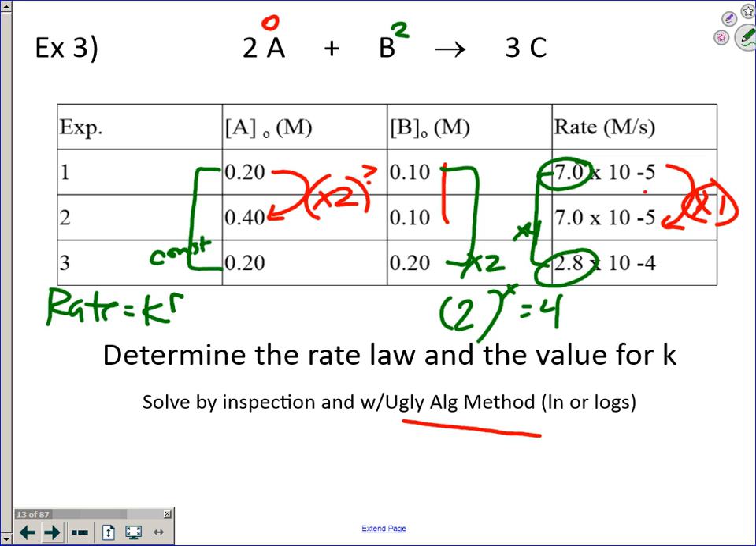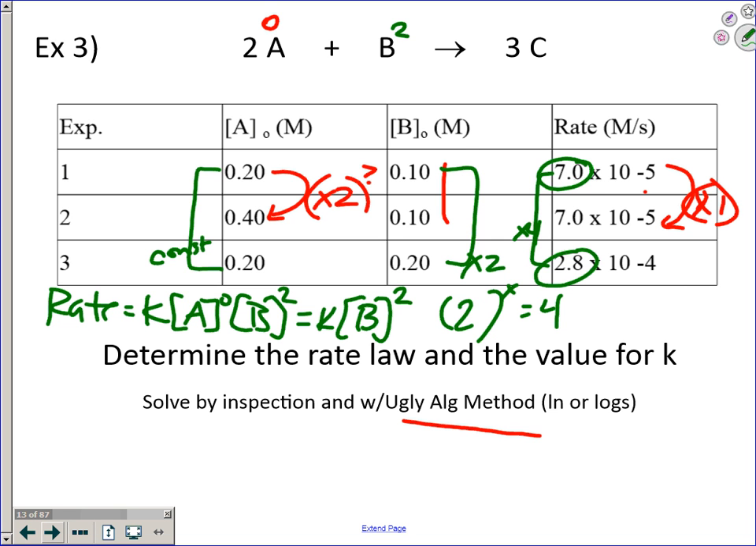K, A to the 0, B to the... how can I simplify that? K times the concentration of B squared. Okay, so I just take A out of the equation. Yes, ma'am. On the first one, when you said A, why did you pick A instead of B? So you have to look at both A and B at the same time, but you want A to stay constant while you're allowing B to change, and you want to see how B changing impacts the rate. If there's no constants, you have to do the ugly algebra method.